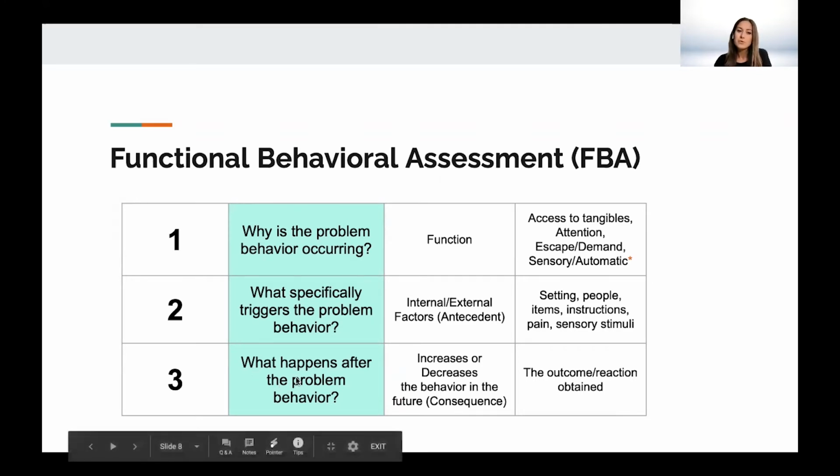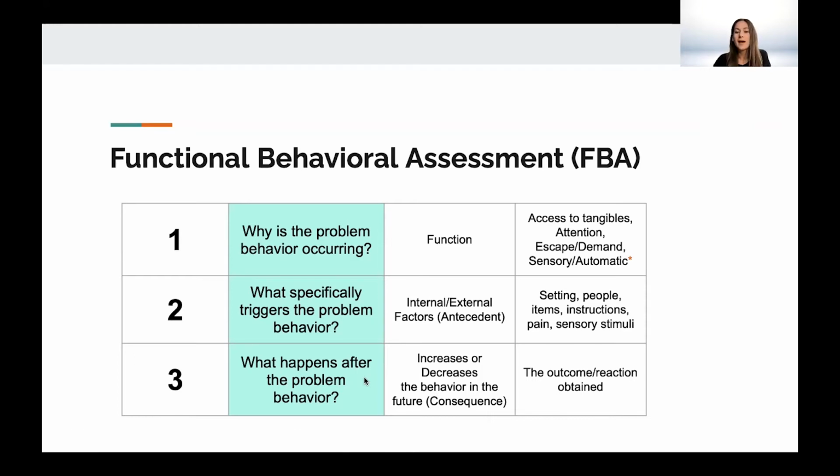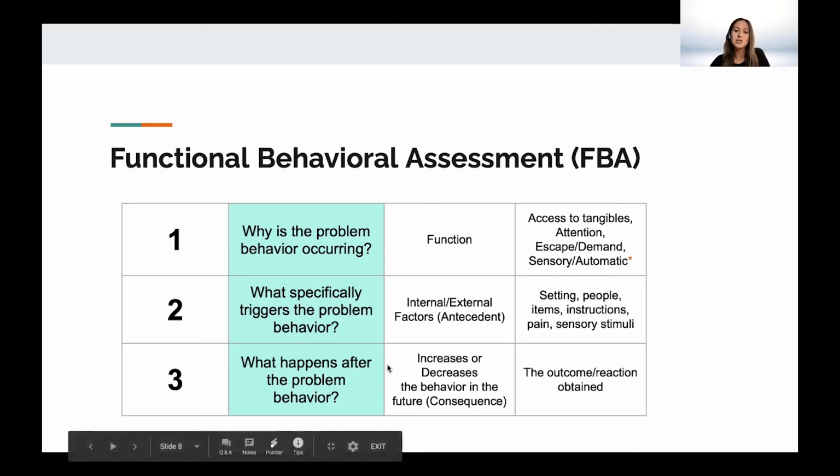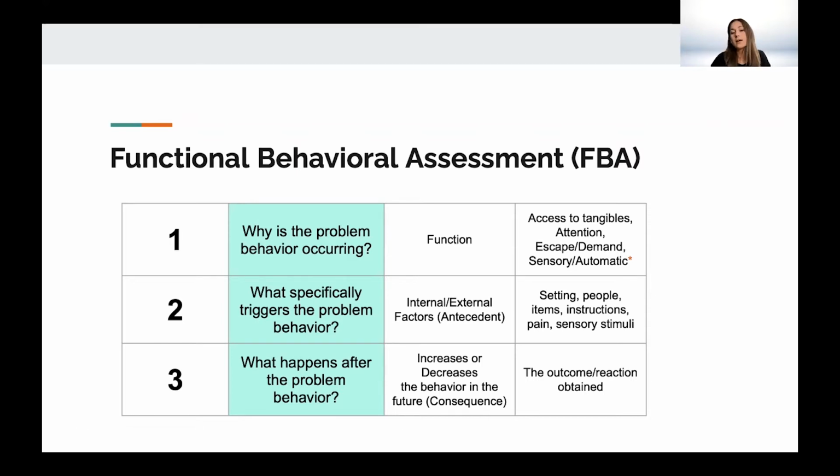And question number three is, what happens after the problem behavior occurs? What's happening as a consequence that is going to increase or decrease the future frequency of that behavior? So what is that reaction or the outcome that the student obtains every single time after they have done a problem behavior?